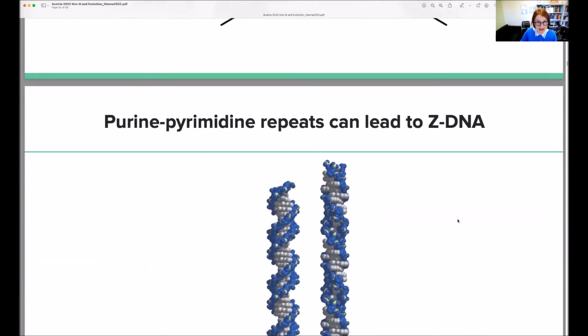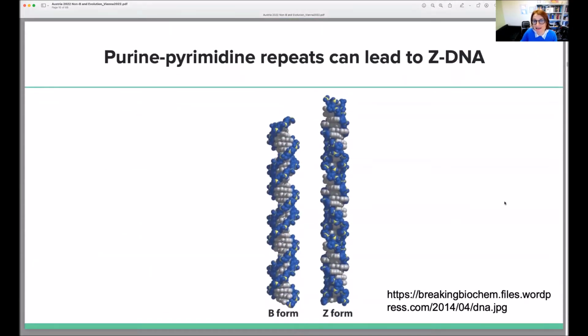And the last non-B DNA structure that I'm going to talk about is Z-DNA. Z-DNA forms from purine-pyrimidine repeats. And in fact, it is a left-handed structure that is looser compared to B-DNA. So, for example, it is more susceptible to radiation damage.